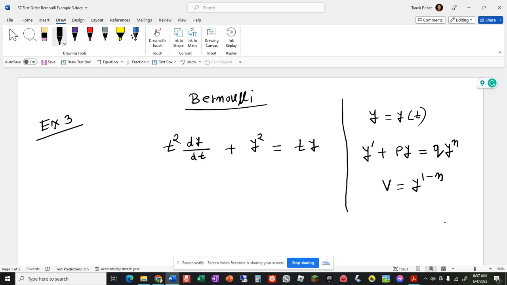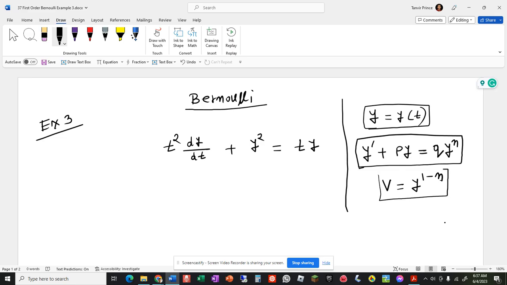So Bernoulli in general can be written this way, where P and Q are functions of x, or functions of t. In this case it's a function of t. You can look at here, we're thinking of y as a function of t here. So t plays the role of x. And the substitution will always be v equal to y to the power 1 minus n, whatever that n is.